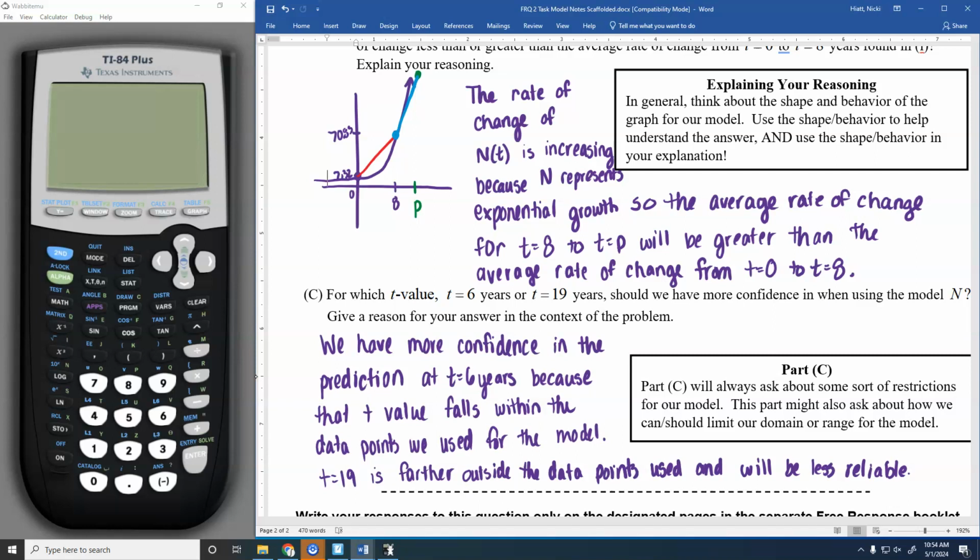They can ask you other stuff here. They might ask, for example, for a restriction on your domain. You wouldn't want to go back before 2007 because it didn't exist before 2007, right? So it wouldn't make sense to talk about the number of Netflix subscriptions in 1980 because it didn't exist. So you wouldn't want to go backwards in time. In this case, you also wouldn't want your range values to ever be negative because you can't have negative subscriptions, right? It has to be greater than 0.